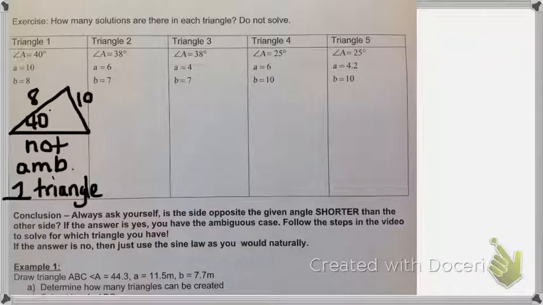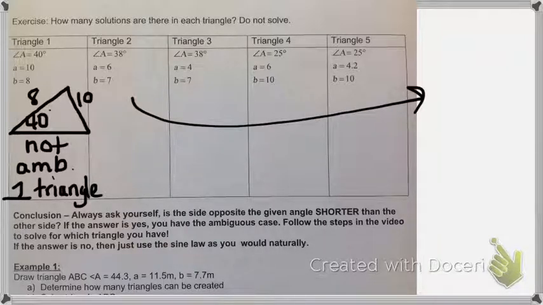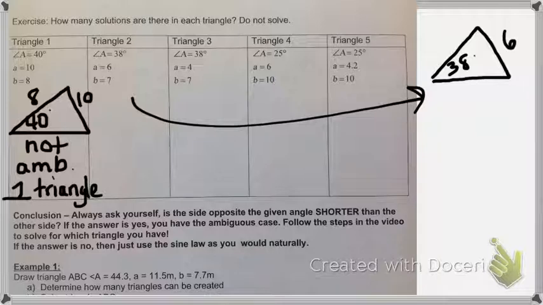Angle A is 38, A is 6, and B is 7. So I'm just going to draw an arrow here. I'm going to put this on the side. I'm going to draw 38 degrees as angle A. There's 38. Side A is 6. And let's put 7 over here. And we can label each corner. Say that's A, that's B, and that's C. Stick with this method of drawing your triangles. It'll make your life easier.